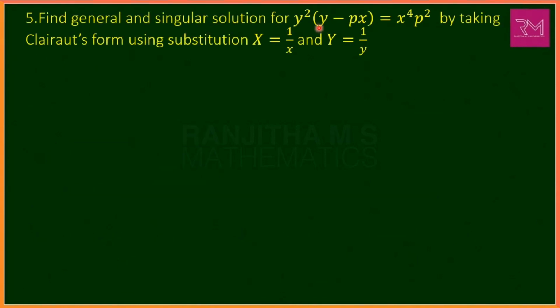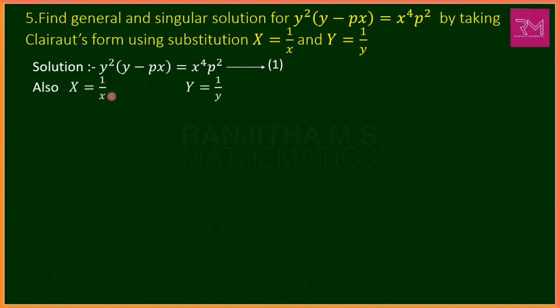Find general and singular solution for y square into y minus px, which is equal to x power 4 into p square, by taking Clairaut's form using substitution X is equal to 1 by x and Y is equal to 1 by y. Here first take the given nonlinear differential equation, that is y square into y minus px is equal to x power 4 into p square. Call this equation 1. Also take the substitution, that is X is equal to 1 by x and Y is equal to 1 by y. Call this equation 2 and this equation 3.